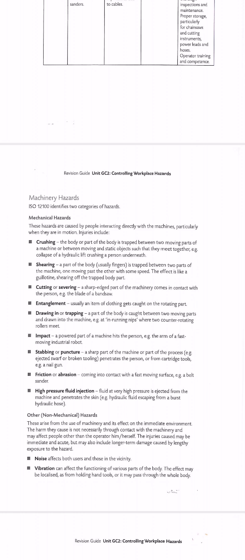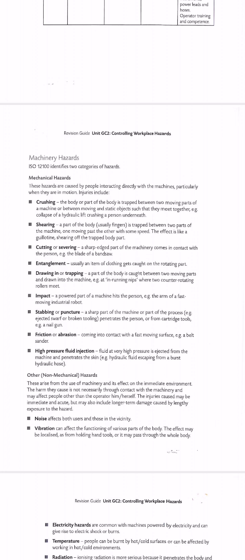Then stabbing or puncturing, right? A sharp part of the machine or a part of the process that ejects can also injure someone. Then also friction: coming into contact with a fast moving surface can cause friction to someone. Then high pressure or fluid injection. Fluid at very high pressure is ejected from the machine and can penetrate the skin, right? This is self-explanatory. The machine that you use can release fluid, so if you don't protect yourself by wearing gear, the fluid can affect you, right?